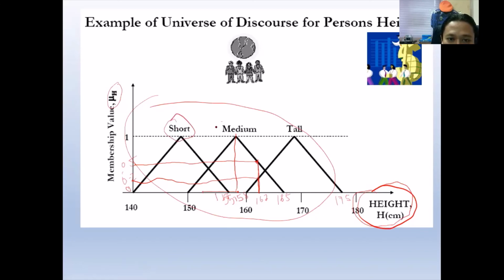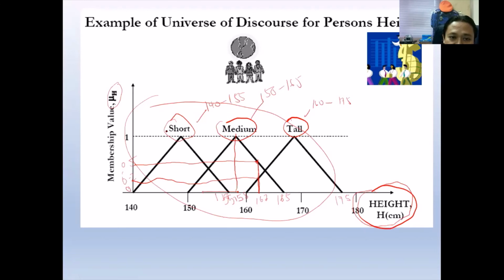We have short, we have medium, and we have tall. For example, for tall we have the range from 160 to 175, and for medium we have the range from 150 to 165, for example. And for short we have 140 to 155. Okay, for example, we have 3 membership functions.